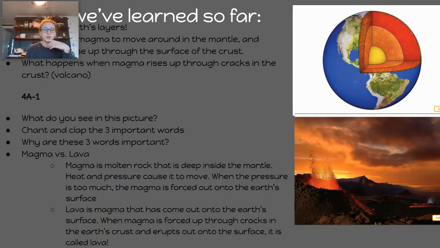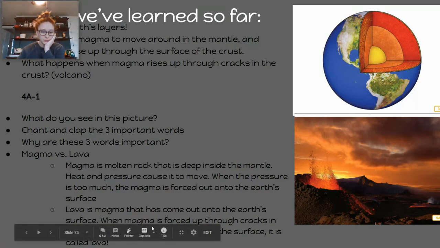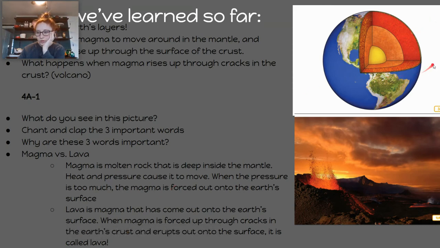Okay, so what have we learned so far? What are the earth's layers? Let's look at this picture. What is this top layer? It's the layer that we live on. The crust. And what about this red layer? This is the layer that makes up most of our Earth. The mantle. And what about this orange? That's our outer core. And the yellow? Inner core. Very good.